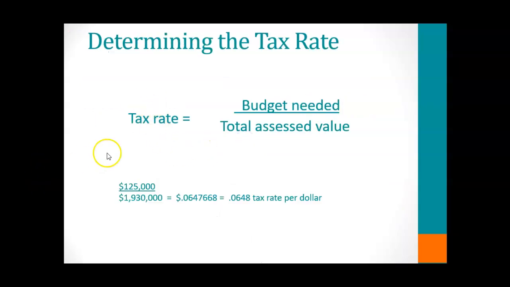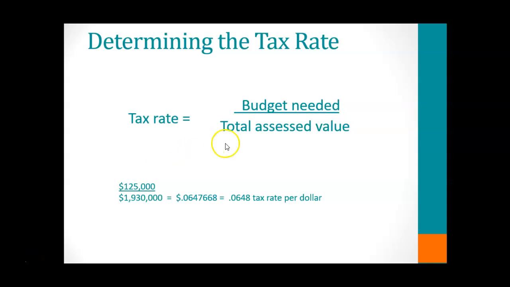Now, there's going to be a tax rate, which is based upon the budget needs of that city or that county divided by the total assessed value. So let's just use St. Louis City as an example. Let's say that they look at the needs of St. Louis City and the budget amount is $125,000. I know that's a very small amount for the city, but work with me.